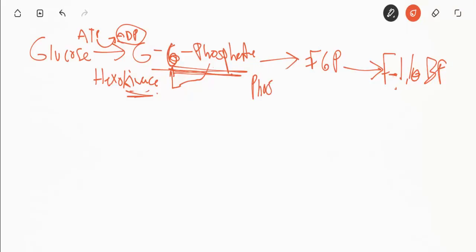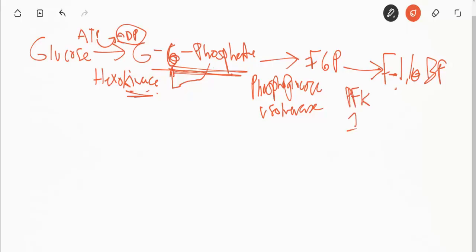So what do we need for that? It's going to be the phosphoglucose isomerase. Because all we're doing is we're changing the structure. We're going from a glucose to a fructose. That's all we did there. So that's it for that step. Then the next thing we're going to do is the PFK1, so phosphofructokinase 1.